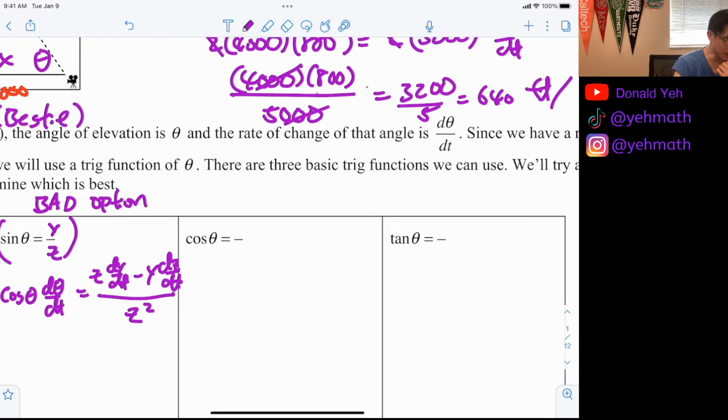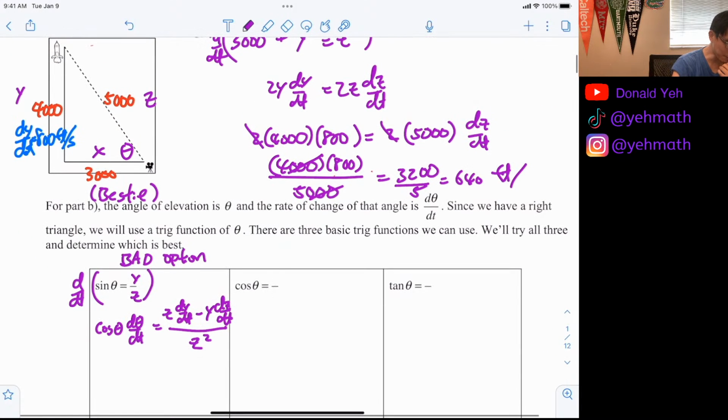Cosine theta is going to be using 3000 over z. Now, why is this one not a good one? I'm going to explain two reasons why this is not a good choice. It's fun. You're going to get the same answer. If you take a derivative of this, it's going to be negative sine theta d theta dt, and it's equal to 3000.